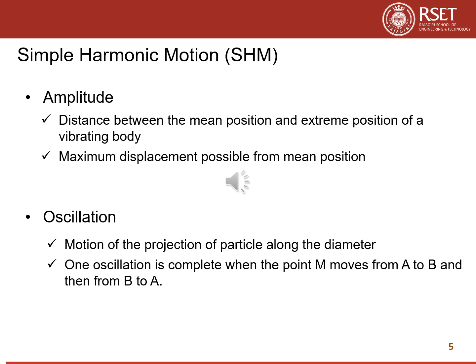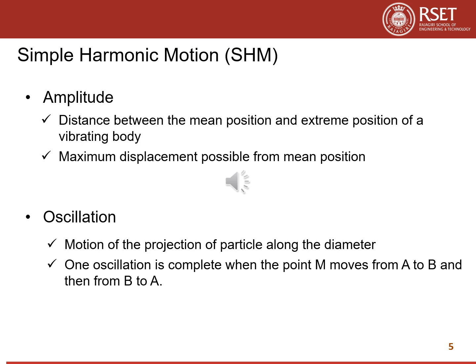Now moving on to some terms used with simple harmonic motion. First, it is amplitude. Amplitude is the distance between the mean position and extreme position of a vibrating body. Mean position means the equilibrium position. It is the maximum displacement of a particle under simple harmonic motion from its mean position. So in the example that we have seen earlier, the amplitude will be the radius of the circle.